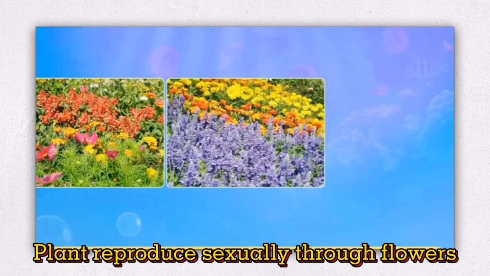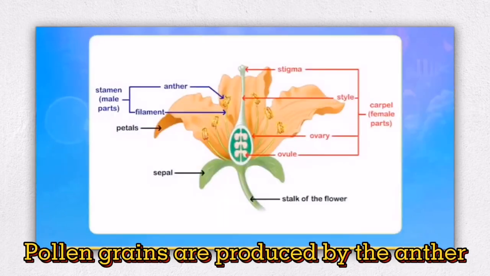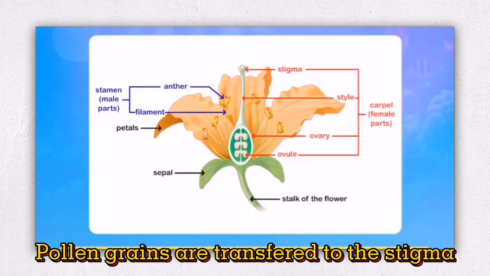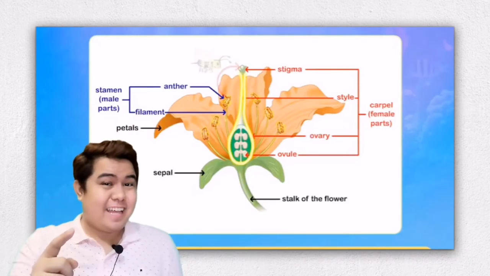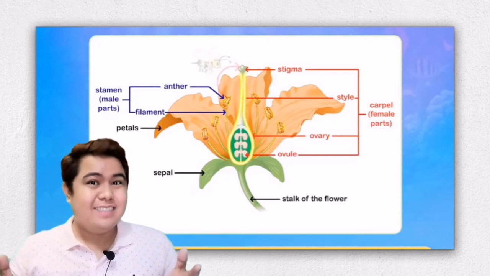Plants reproduce sexually through flowers, which are the reproductive parts of a plant. The pollen grains produced by the anther of the stamen are transferred to the stigma of the female part, that is, the carpel of the flower. Yes, that is true. Flowers also have male and female.